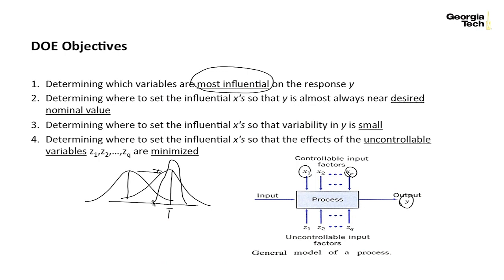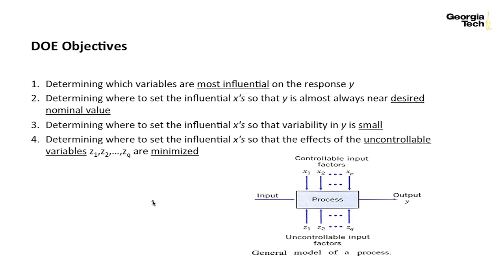The last objective is how we can make the process robust. We know, for example, that x1 and xp are influential factors, and we also have some uncontrollable factors. Let's say z2 is humidity, an uncontrollable environmental factor. Can I set x1 and xp to values that optimize y and at the same time make the process robust to changes of Z2, which means if Z2 changes, it has a minimum effect on Y? That's another objective of DOE, related to robust design.